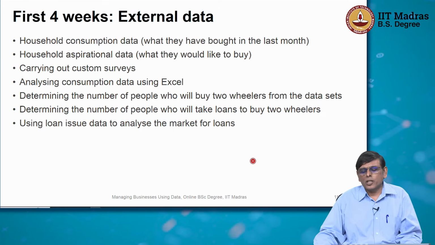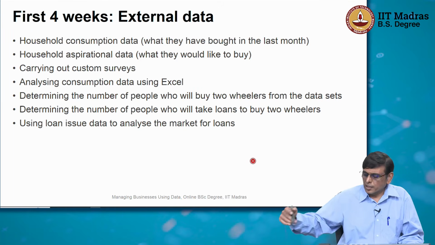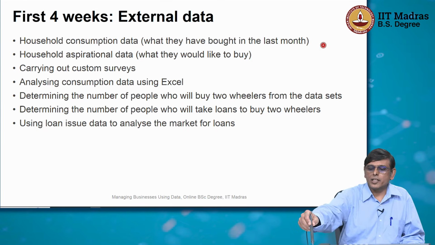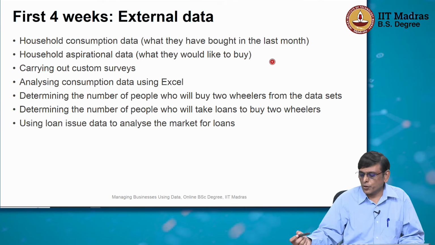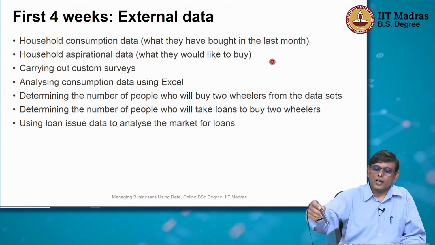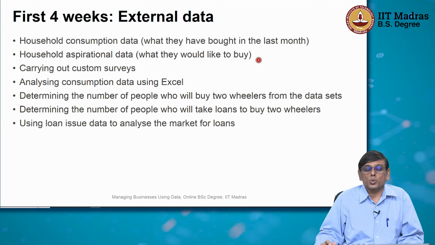So how is the course structured? The first 4 weeks is about external data, as I said. Here what we will be doing basically is we will be taking household consumption data taken from some surveys. So there are 2 kinds of household data that we will be looking at. One is consumption data. What did they buy in the last month? That kind of data. And the second data is what is called household aspirational data. What would they like to buy?